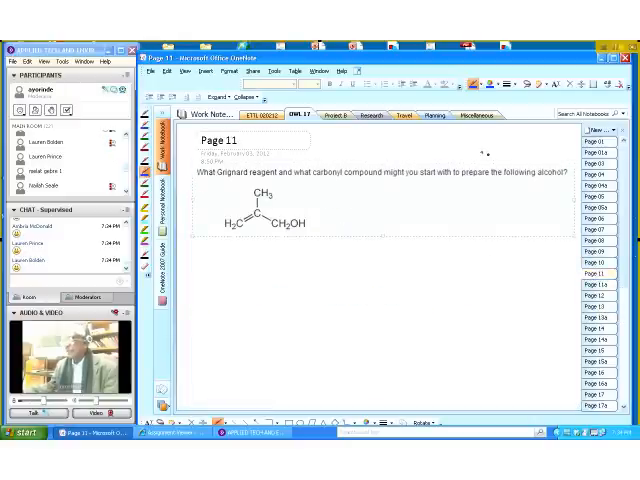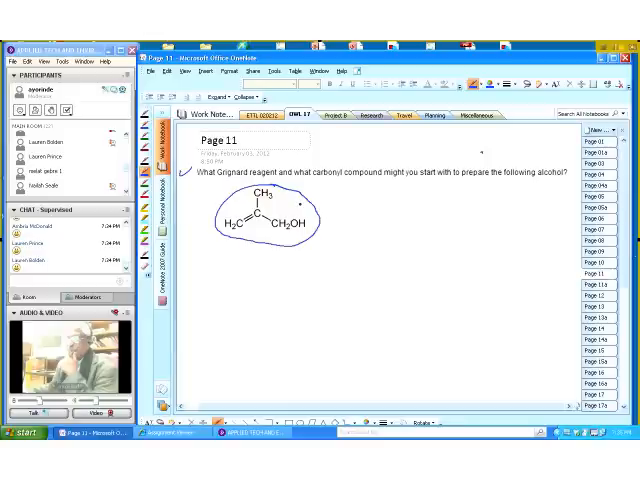here. Okay. Let's see. Ambria, go ahead and read this for us. What Grignard reagent and what carbonyl compound might you start with to prepare the following alcohol? Okay, very good. Okay, what Grignard reagent are we going to use for this? This is the molecule they have given us.